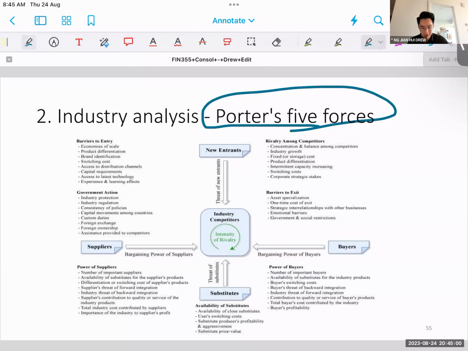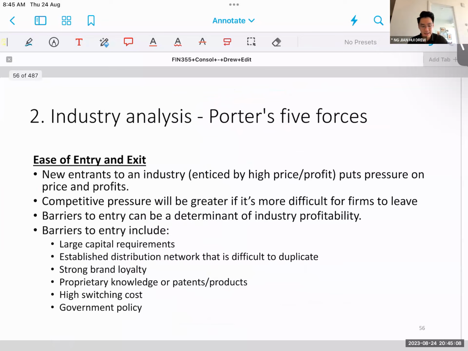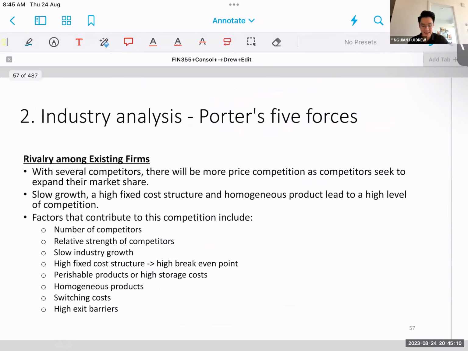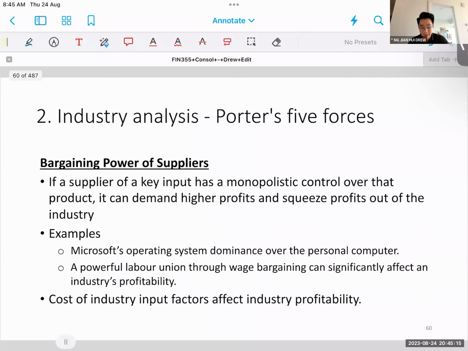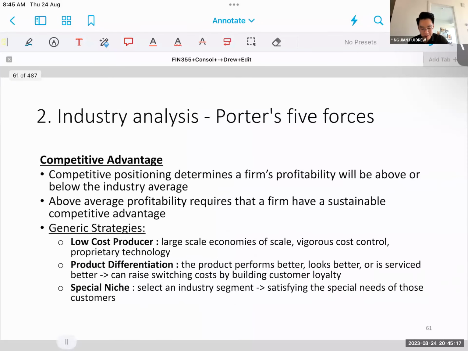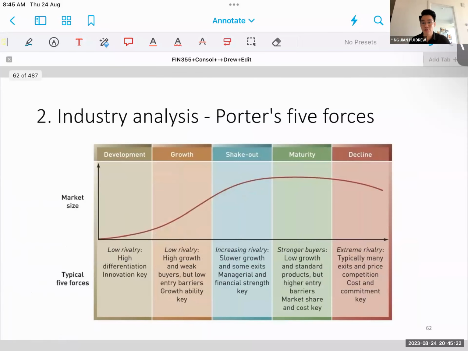There's a lot of detail here. In fact, there's a whole slide on this, with things like ease of entry and exit, rivalry of existing firms, substitute products, bargaining power of suppliers, competitive advantage, etc. Hopefully you have some time to read through. Again, I want to highlight that you don't have to memorize any of it. There will never be a question asking you to describe the 5 forces and give examples. No, they'll never ask you that.